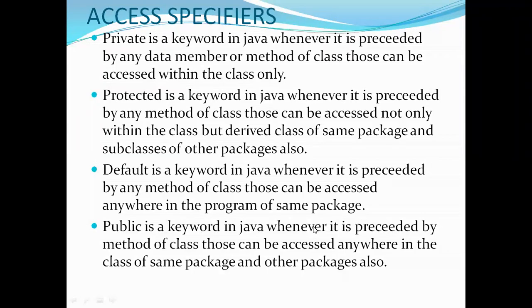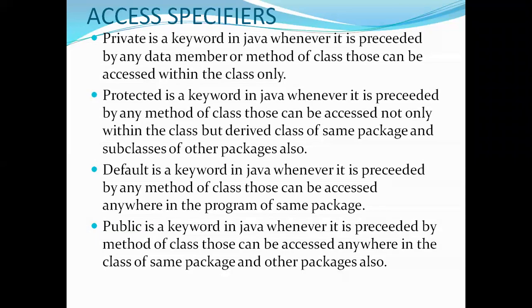Next is the access specifiers. Now, what are access specifiers? There are four types of access specifiers: private, protected, default, and public. Now, what is private? Private is a keyword in Java, and whenever it precedes any data member or method of the class, those can be accessed within the class only. That is, private access specifiers are accessed only within the class.